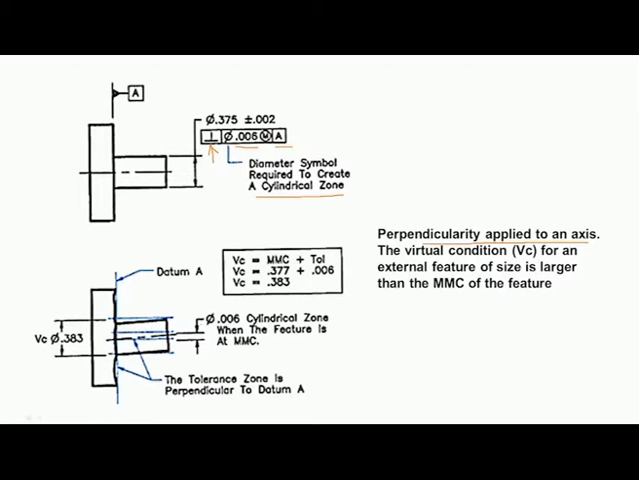Now, you can see here a cylinder is considered, 0.006 cylindrical zone. So, this is the 0.006 cylindrical tolerance, and the axis should be within the specified tolerance. If that is the case, then this workpiece is accepted.